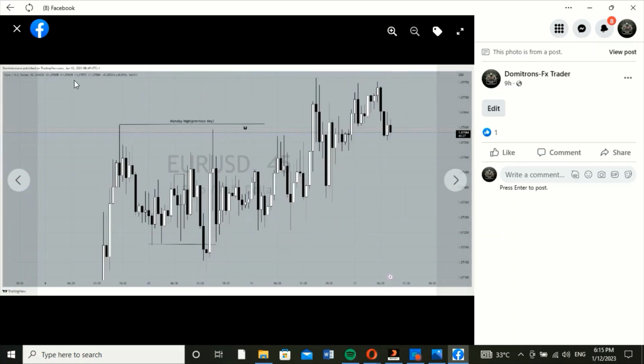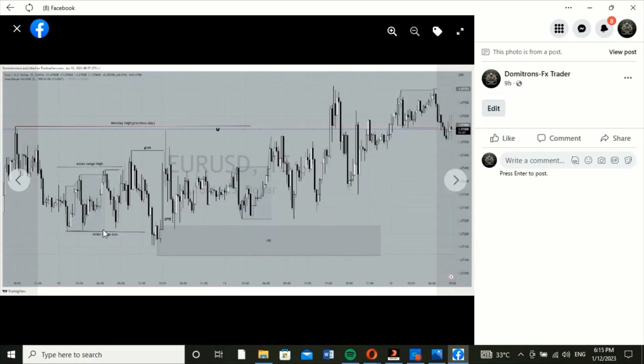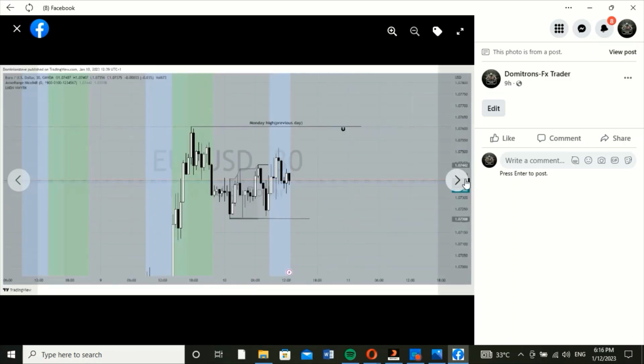So it happened on the 12th, 2 days later, right there. Then the study content is this: Asian range low taken out, Asian high taken out, grab of liquidity, OTE, the order block responds for the stop hunt, and we see the rally right there.